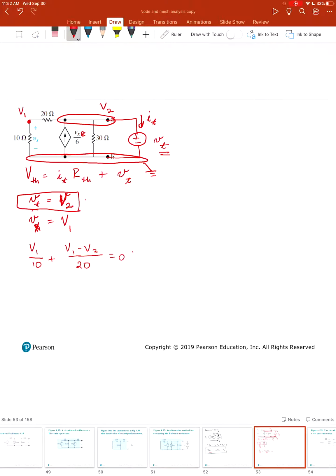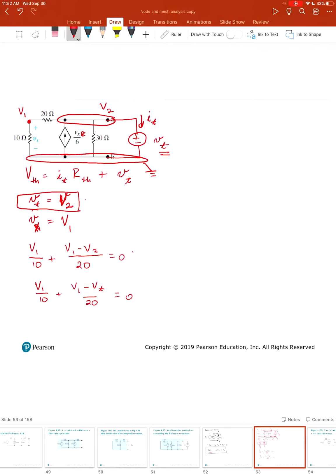So V1 is Vx and V2 is V test. So let's substitute: V1 over 10 plus (V1 minus V2, V test) over 20 is equal to 0. Okay, and then V1 is Vx, but we're not really using that yet. Okay, so I don't have enough equations.